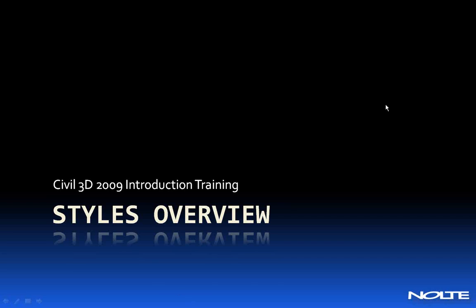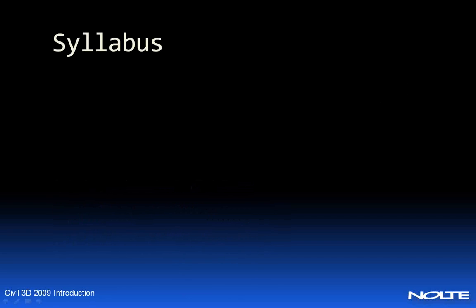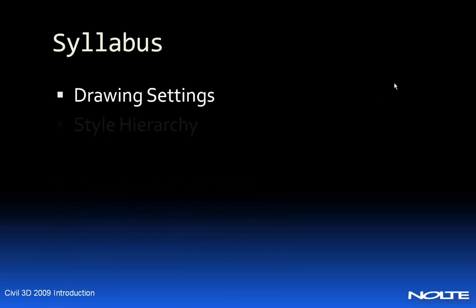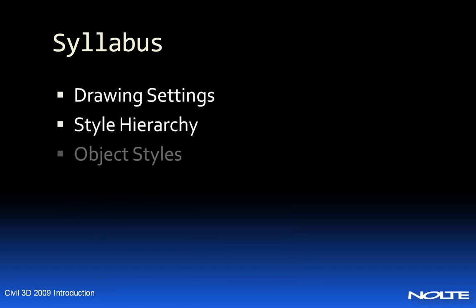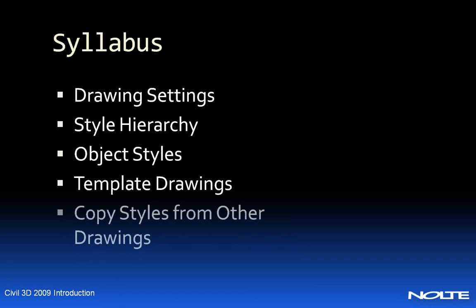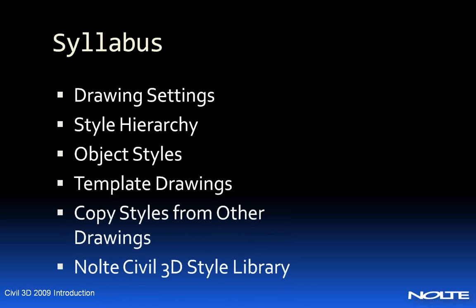And I guess I should advance my slides here. I may go ahead and click on that in our syllabus, and go through it again. We're going to look at drawing settings. The style hierarchy is the order that I'm going to go here. We're then going to look at surface styles to get an idea of how object styles behave. We're going to look at the template drawings, and then we're going to drag or copy styles from other drawings, and I'll finish up this afternoon's session taking a look at the Nolte Civil 3D style library and how to get styles out of that.